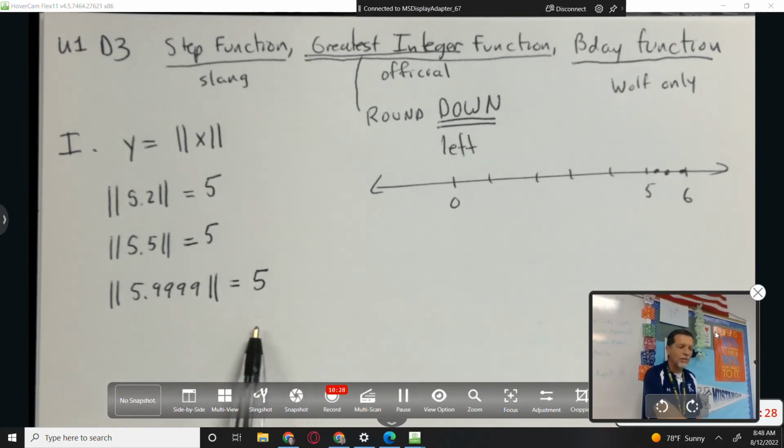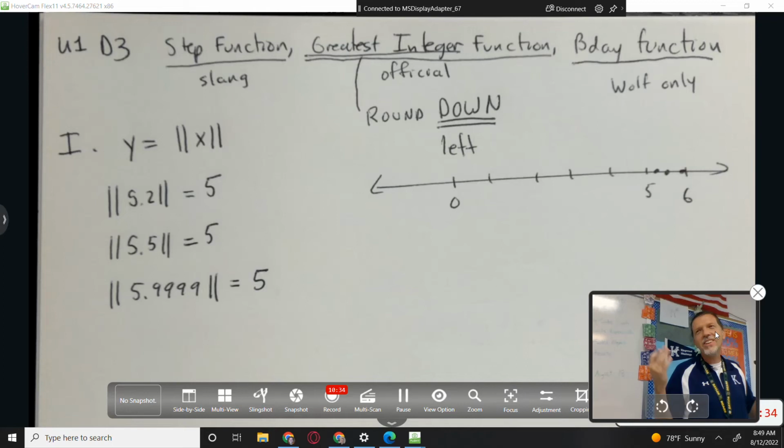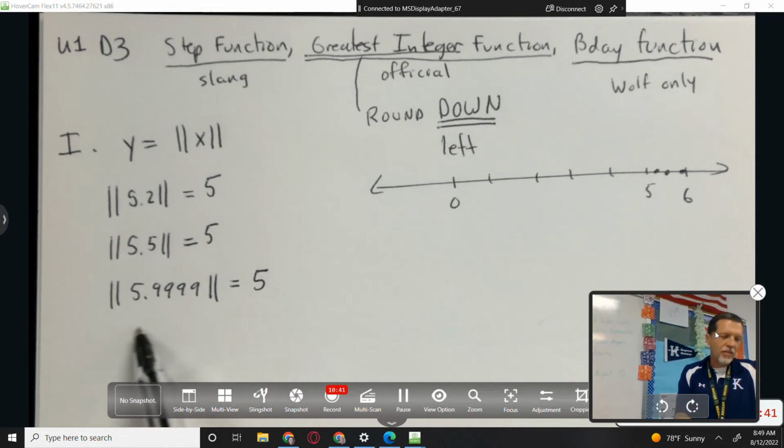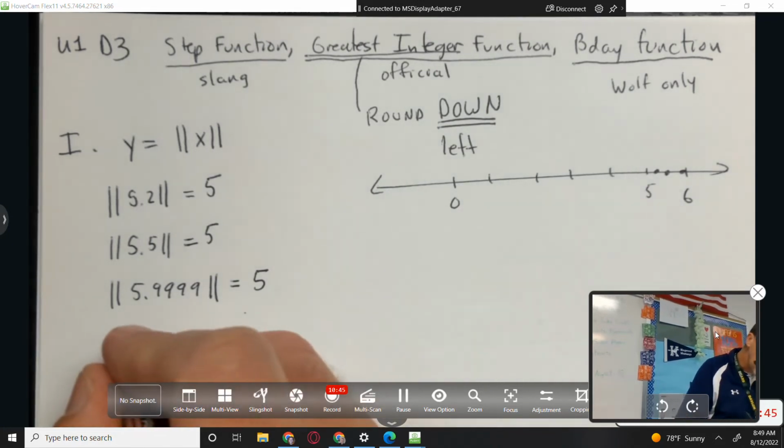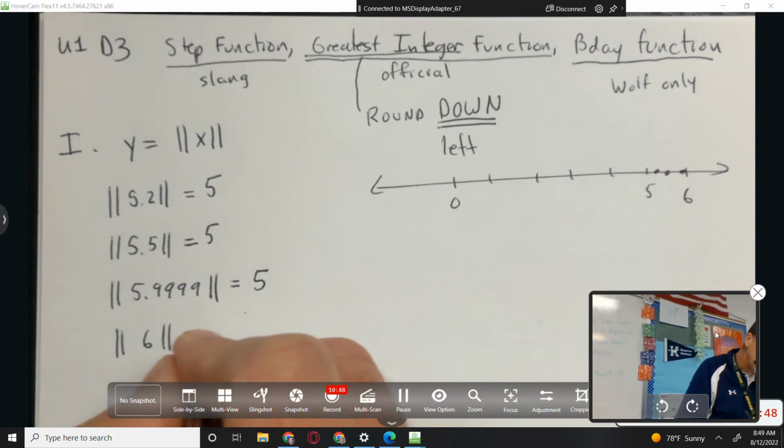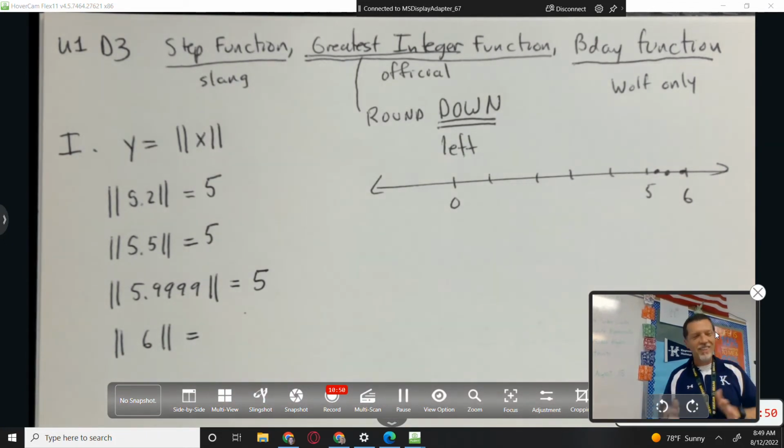How old are you? Well, I'm almost 8. Yeah, well, you're 7. So birthday function, silly name. Nobody else uses that, but I think it's helpful to remind yourself that you're rounding down. If you're not 6 yet, you're still 5. Sorry, kid. But when you do reach 6, what's the greatest integer of 6? 6. Like sometimes that one throws people off. Like, oh, am I still rounding down to 5? Like, no, you're 6. Congratulations.